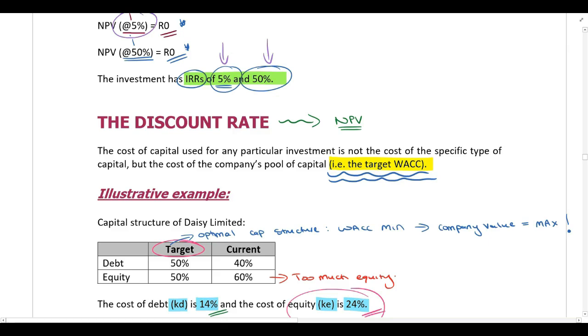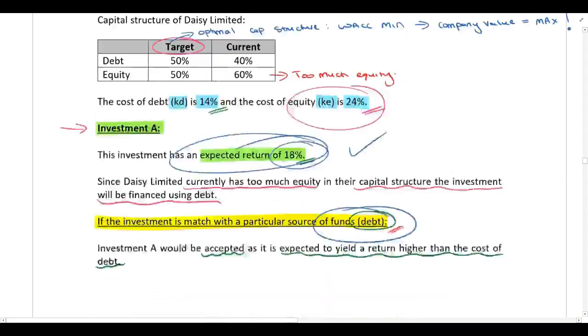We never use the cost of debt or the cost of equity as our discount rate. We use the target WACC as our discount rate when we calculate our NPV. Or if we are calculating the internal rate of return, we compare the internal rate of return to the target WACC. We don't compare the internal rate of return to the cost of debt or the cost of equity. We always use the target WACC as our discount rate.